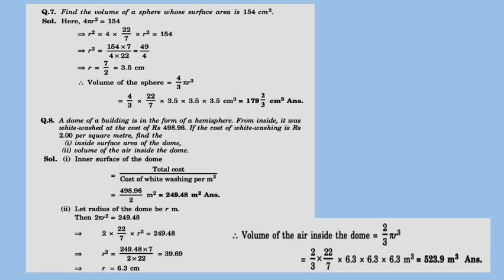Now let the radius of the dome be r meter. So 2 pi r square equals 249.48. Substitute the value of pi to get the value of r, and r equals 6.3 meter. Now if you want to calculate the volume of the air inside the dome, we have to use the formula for the volume of the dome which is hemispherical in shape. So it is 2/3 pi r cube. Substitute the value, the answer is 523.9 meter cube.